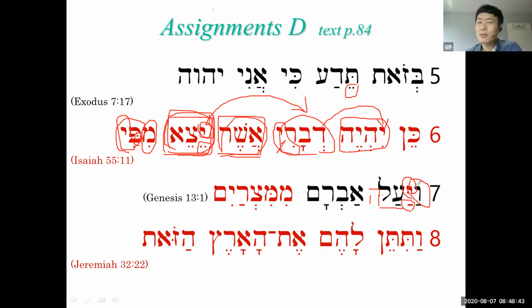And 3MSG, verb conversive special feature, meaning, and he went up, will go up. Yes, he went up. Good job. Who is he? Abraham. Min, another min. From. Mitzrayim. What do you mean by Mitzrayim?